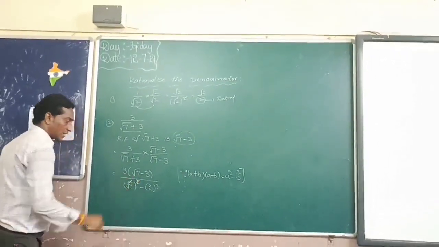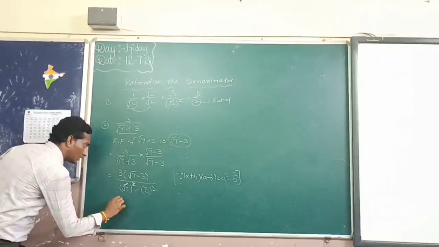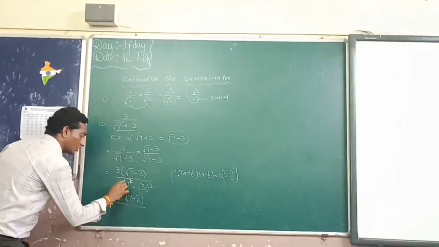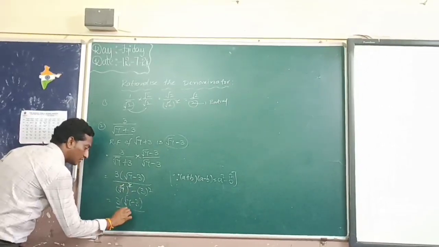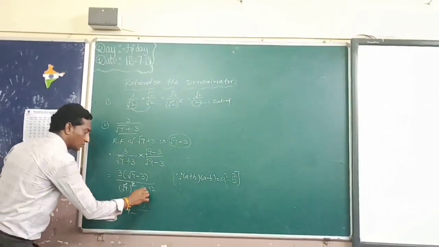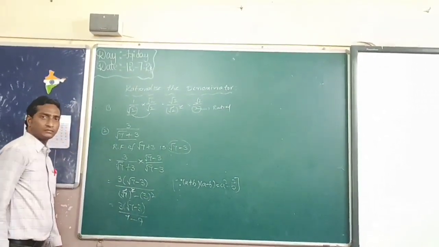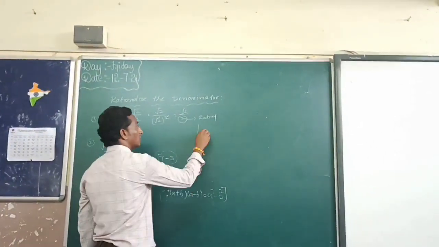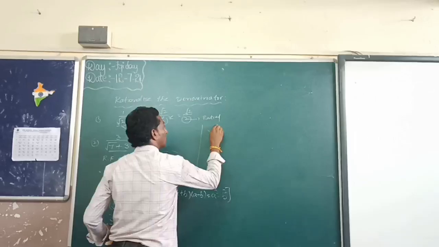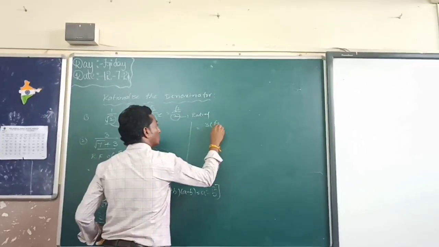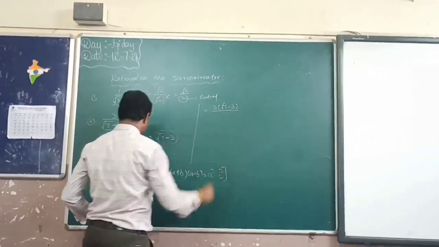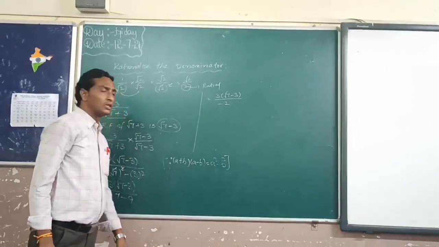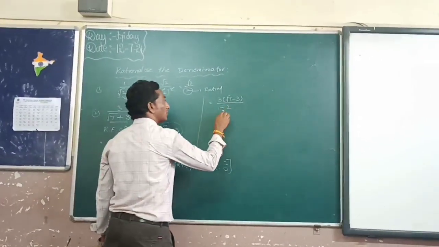Now here the square and square root cancel. We get 3 into root 7 minus 3 by root 7 whole square, which is 7, minus 3 square, which is 9. There is no further simplification for the numerator, because it is already complete. So 3 into root 7 minus 3 by 7 minus 9, which is minus 2.